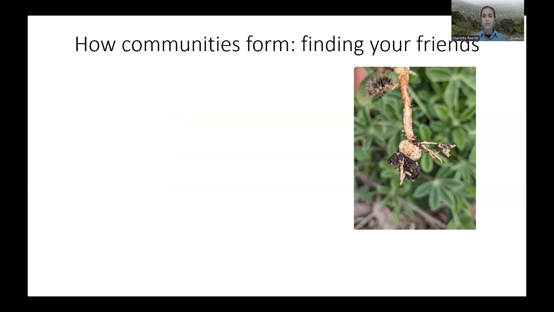There are also a lot of plants that have associations with different kinds of fungi that colonize their roots and help them absorb nutrients out of the soil. And for some of those plants, at least, if they don't have the right kinds of fungi in the soil, the plants won't be able to grow at all.